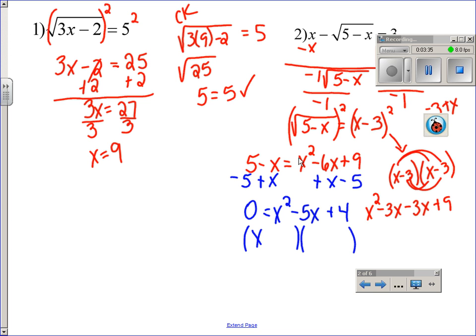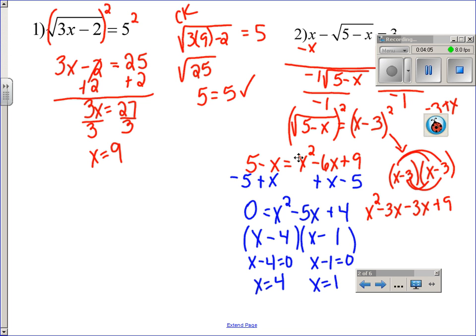Two numbers that multiply to give me a positive 4, but add up to a negative 5. So negative 4 and negative 1. Now how do we solve for x? Set them both equal to 0. So x minus 4 equals 0. x minus 1 equals 0. So x equals 4 and x equals 1. But what do we still have left to do? Correct. We need to check it.